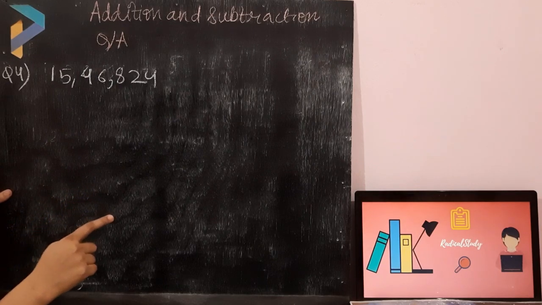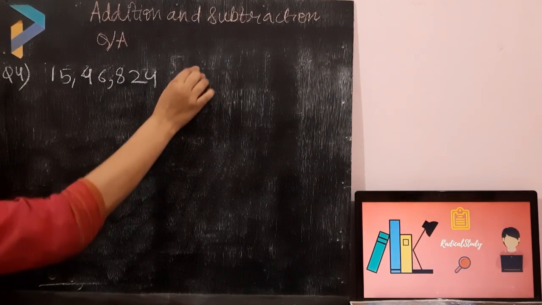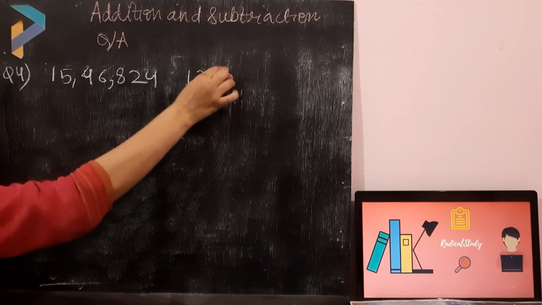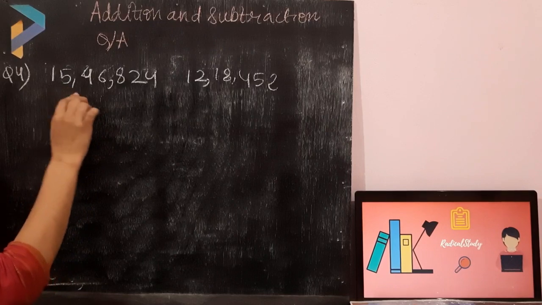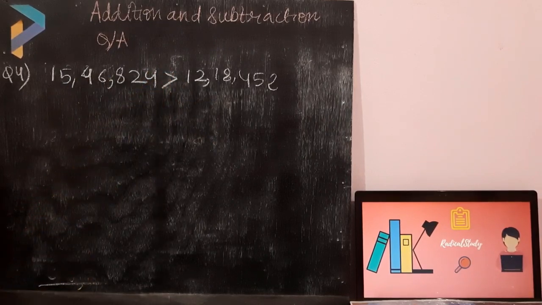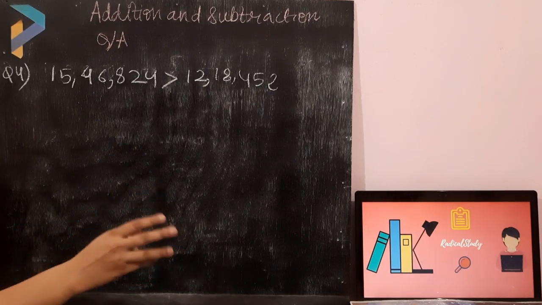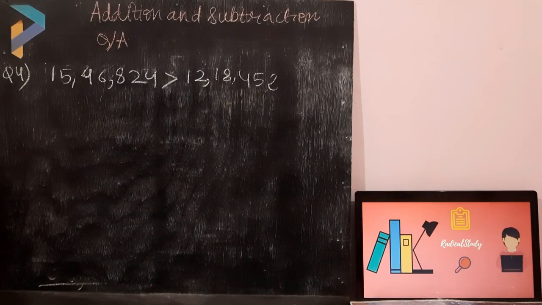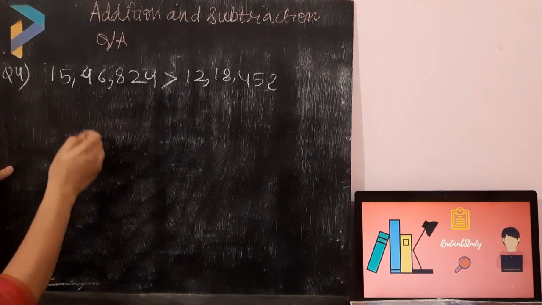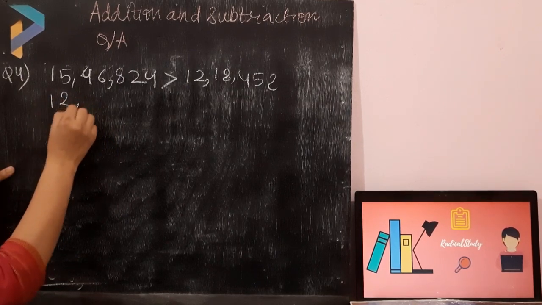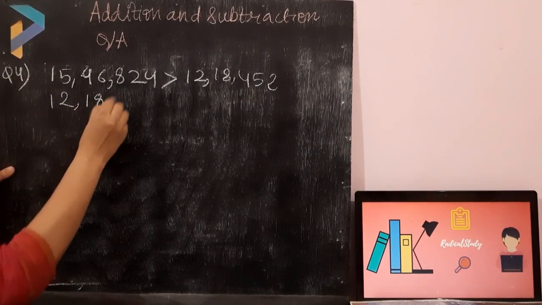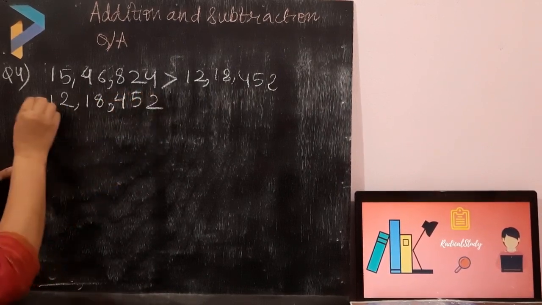Okay students? So now I am writing the other number. The other number is 12,18,452. So the question is, by how much this number is greater than this? That is, 15,46,824 is how much greater than 12,18,452, what is the difference, by how much it is greater. So what we will do, we are going to subtract. Okay students, only then will we know how much bigger the number is. Now I am going to subtract it for you.